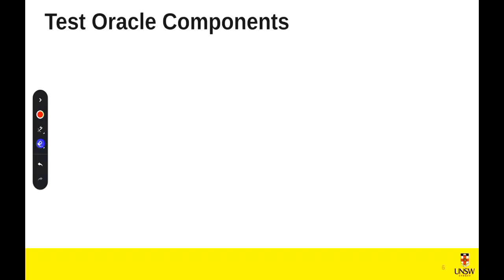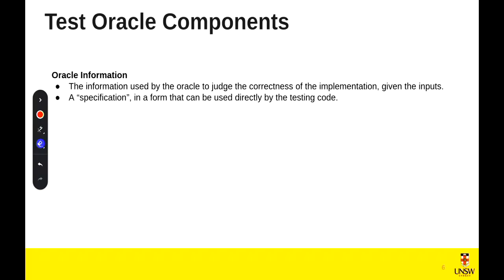And there are some key components for test oracles. The first one is oracle information. This is the information used by the oracle to verify the correctness of the implementation. It is considered as a specification, but this specification here is double-quoted. It's not the specification for the requirements. It is more like a description or specification that could be used directly by the testing code.